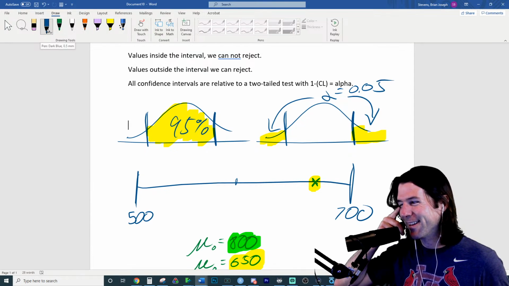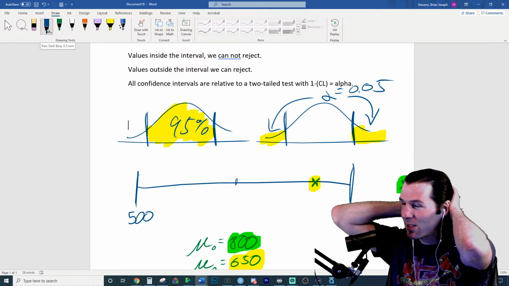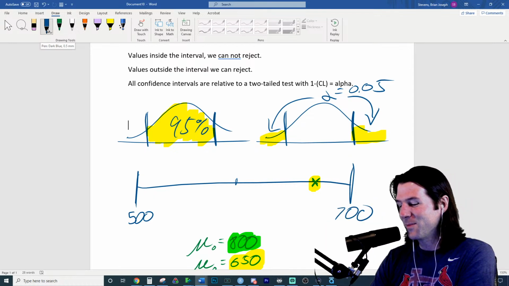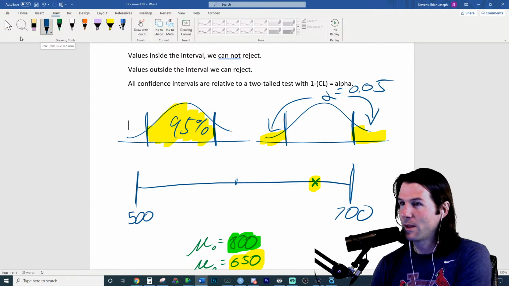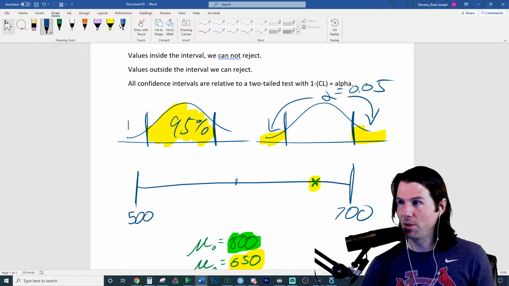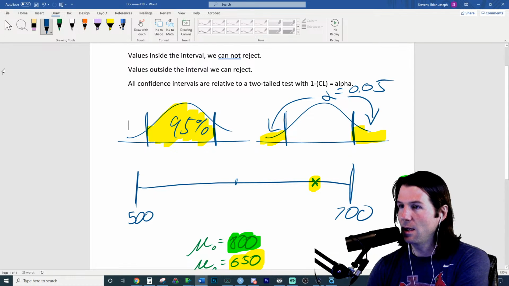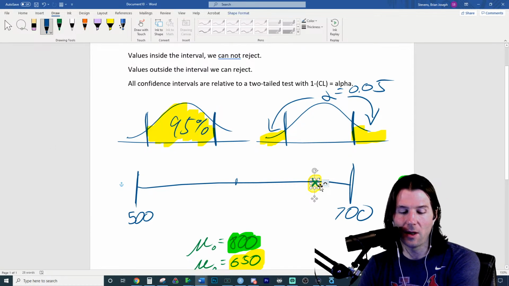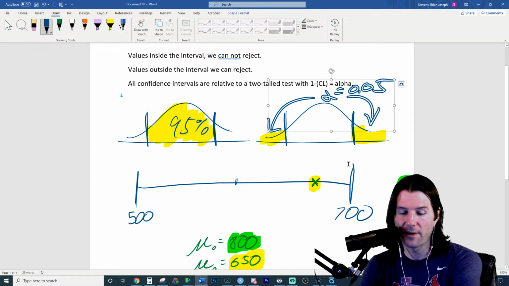Does this make sense right here? Is this making sense how to do this? Since we have a 95% confidence interval, there'll be 5% outside. And so that's why we say if something's contained within a 95% confidence interval, like this value right here, it cannot be rejected at the 0.05 alpha level.